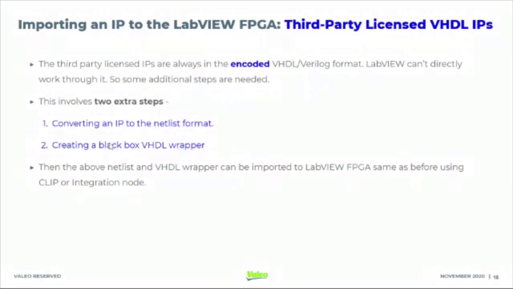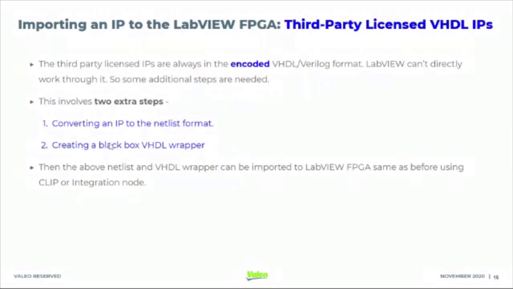First, converting an IP to the netlist format. If you go to your NI FPGA folder on your C drive, there under programs you can find Vivado. If you launch that, the Xilinx Vivado tool will launch. This is actually used by the LabVIEW compilers at the backend already, without us knowing, but it's there. So we have to do this here.